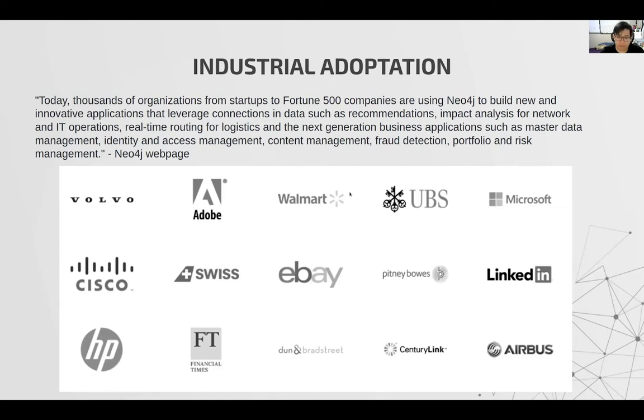So in the image right here, we can see some of the big companies that make use of Neo4j, like Adobe, Walmart, Microsoft, Cisco, eBay. Yeah, and that's it for this part.